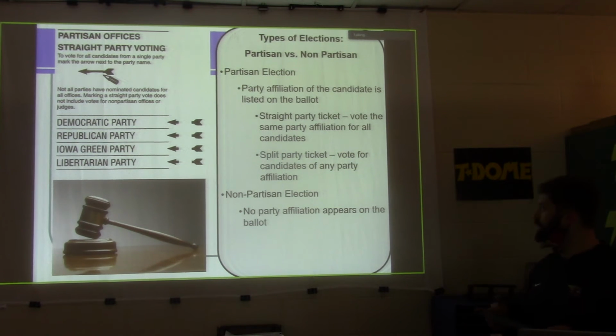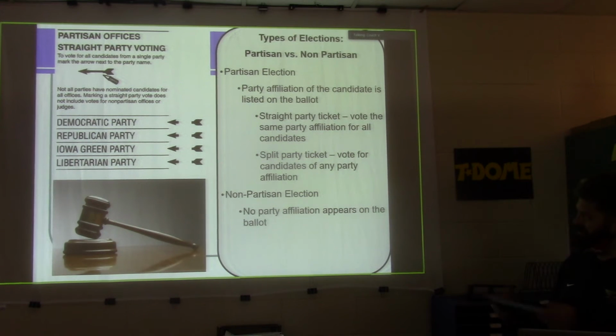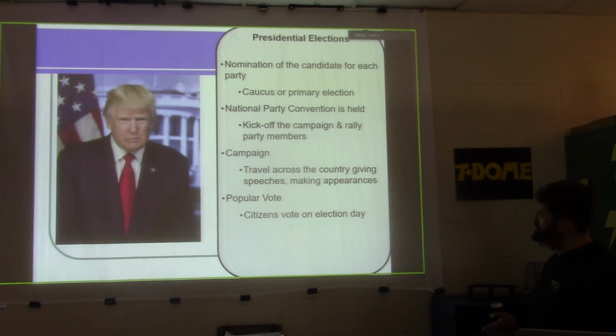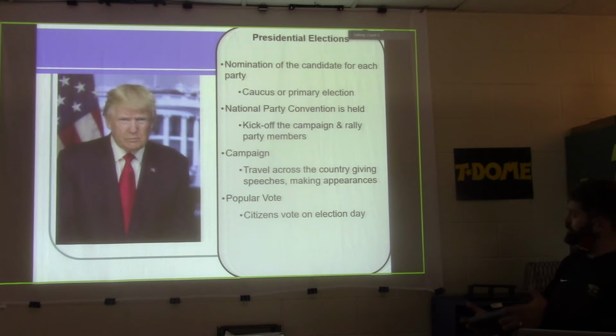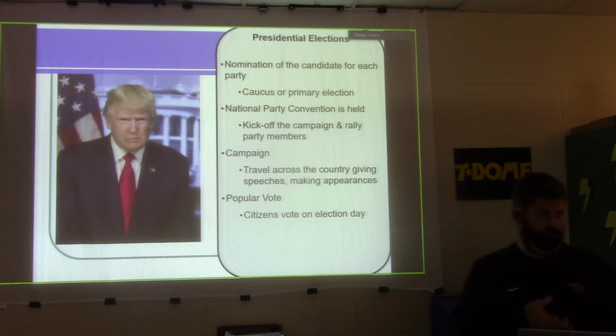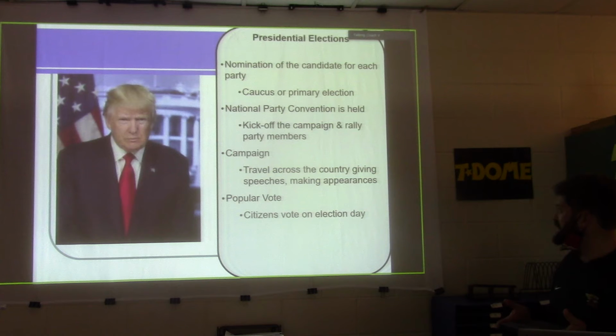All right, so nonpartisan election, no party affiliation appears on the ballot. This happens with judges a lot. Presidential election, so nomination of the candidate for each party, caucus or primary election. Then we have a national party convention, so sometimes that's it. Like the Republican National Party convention was held where? Not most recently because of COVID, but years before that, Charlotte. Okay, so kick off the campaign and rally party members.